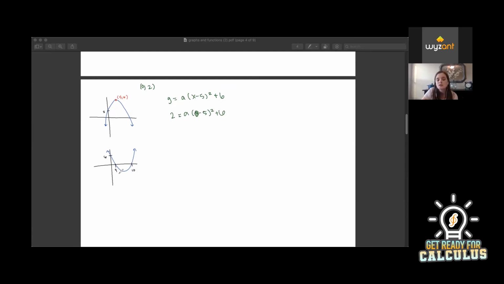The next one, 4 and 10, those are our zeros, so we'd probably want to use the zero form. So if we were doing that, we would say y equals a times x minus, and then our zero is positive 4, so we'd put in a positive 4. And then this one is x minus positive 10. And then we could do the same thing using our y-intercept. We could use the point (0, 6) to plug in. 0 minus 4, 0 minus 10. And we would get our answer.